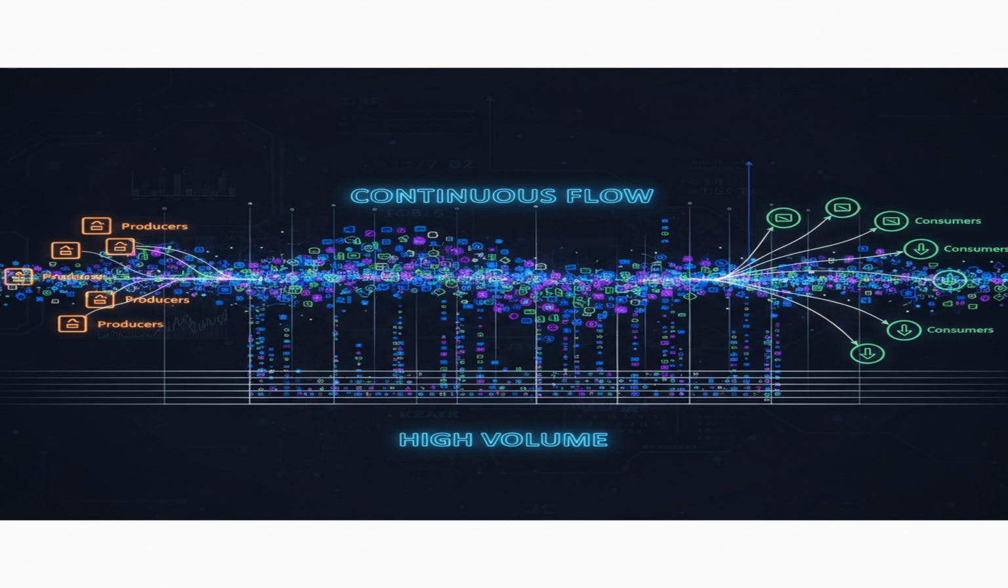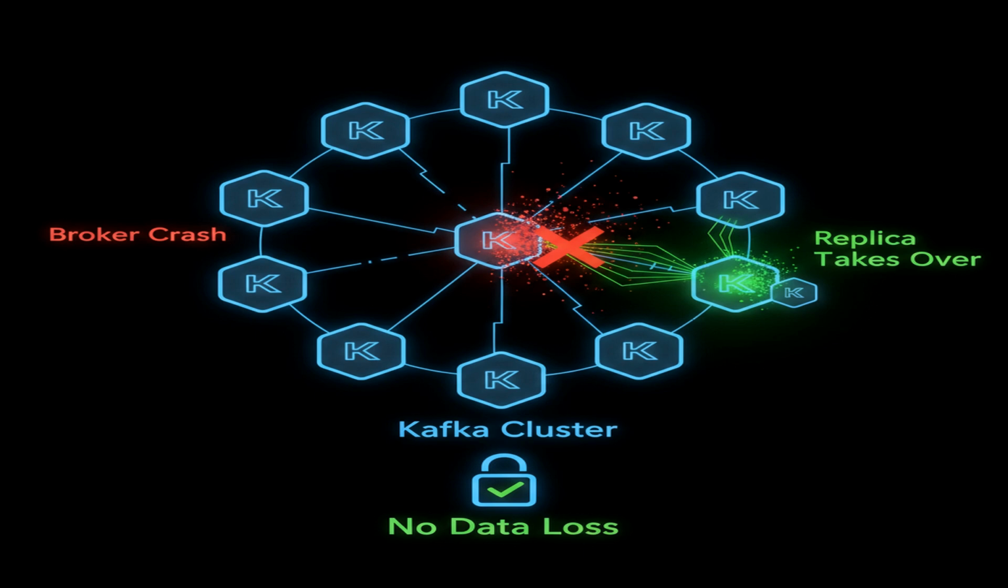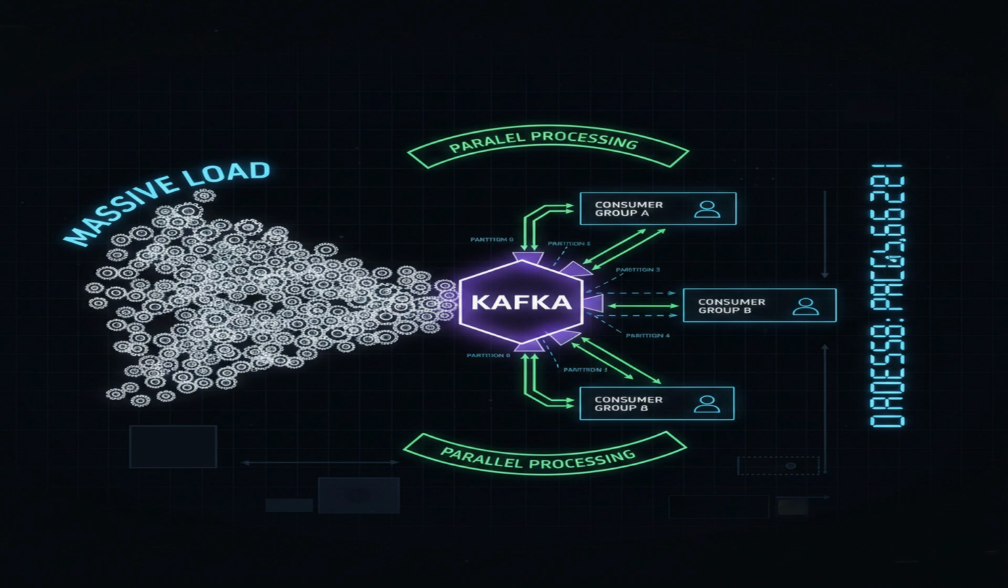Let's start with Kafka. It's designed for high-throughput, fault-tolerant, real-time data feeds. Its core strength lies in treating data as a continuous stream. But what about durability? If a broker fails, is your data lost? This is where Kafka's architecture shines. It uses topics divided into partitions which are replicated across brokers for fault tolerance.